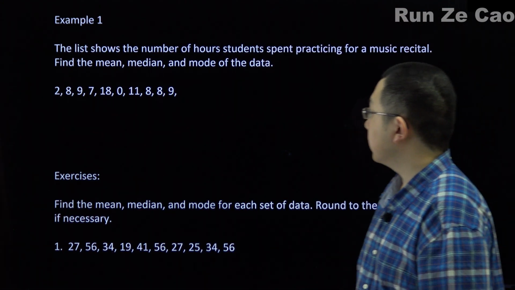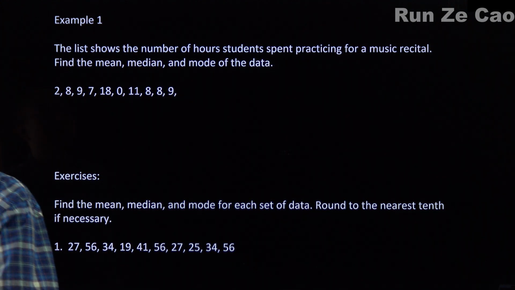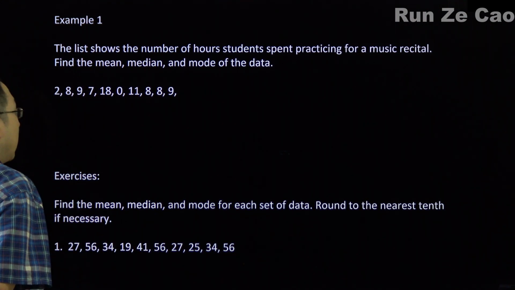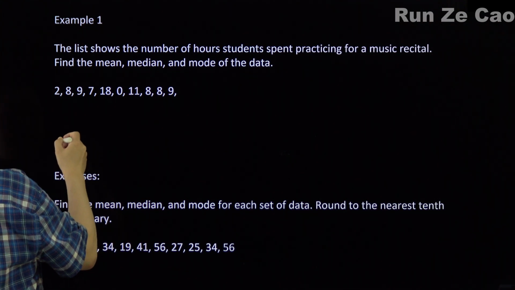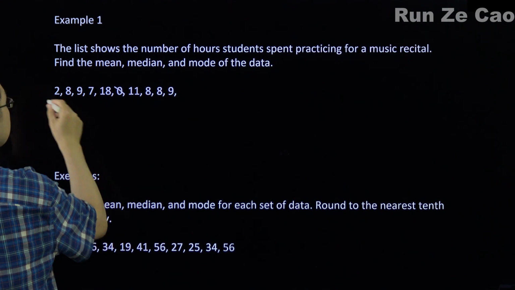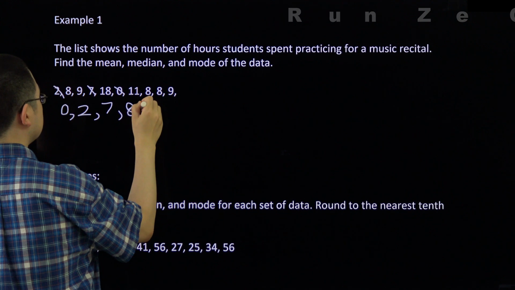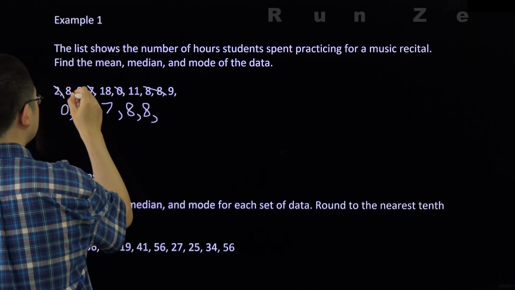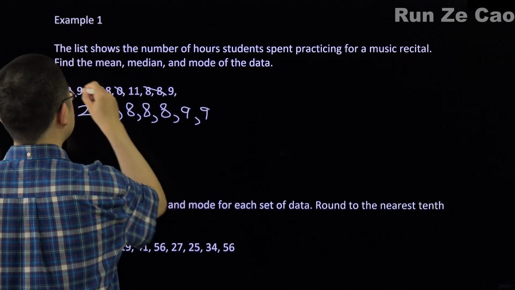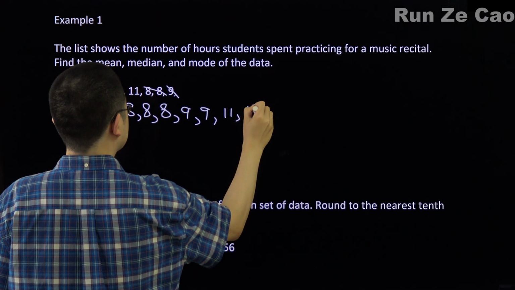Okay, the list shows the number of hours students spent practicing for a music recital. Find the mean, median, and mode of the data. Well, to find the median, you have to rewrite it from smallest to largest, or vice versa, so let's do that. 0, 2, 7, 8, 8, 8, 9, 9, 11, 18.